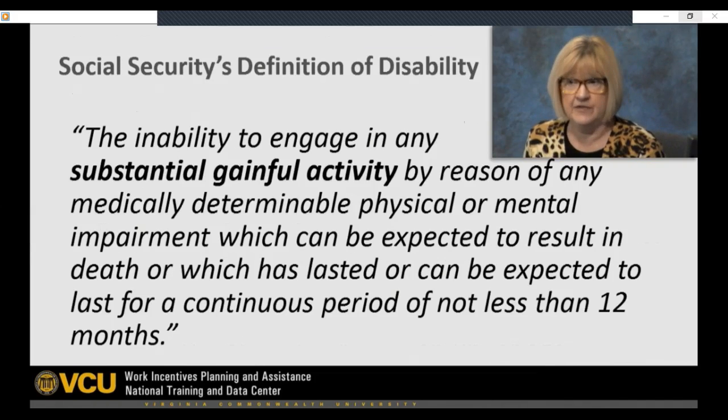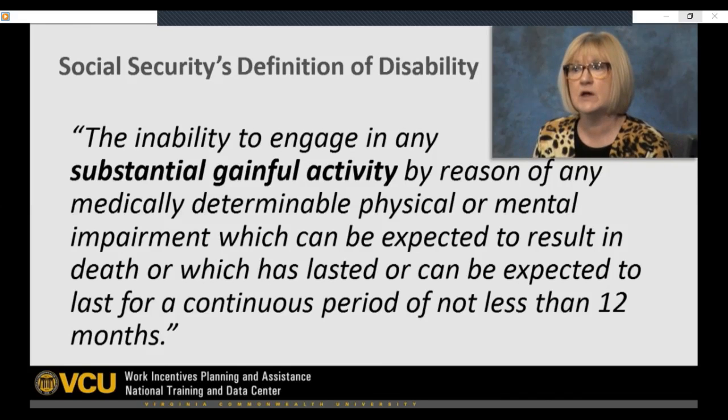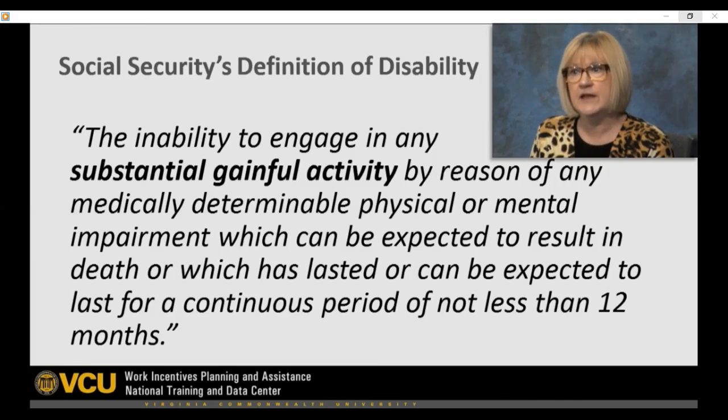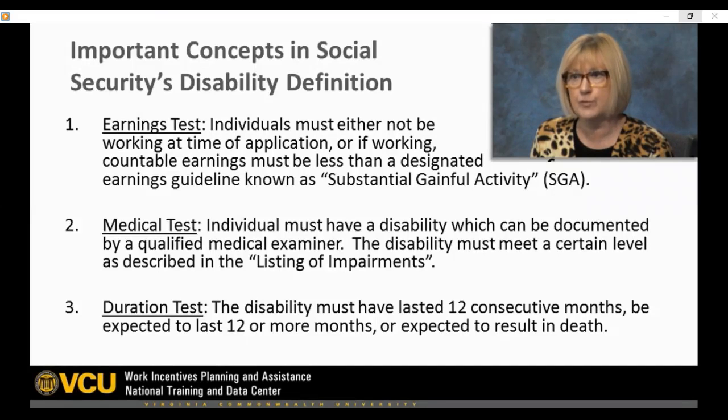So let's look at this definition, and this is the adult definition, the one that's most common. So here it is, and this is quoted: the inability to engage in any substantial gainful activity by reason of any medically determinable physical or mental impairment which can be expected to result in death, or which has lasted or can be expected to last for a continuous period of not less than 12 months. Well, that's a mouthful, but there are 3 really important concepts within this little quote, and let's break each of these 3 down and talk them through.